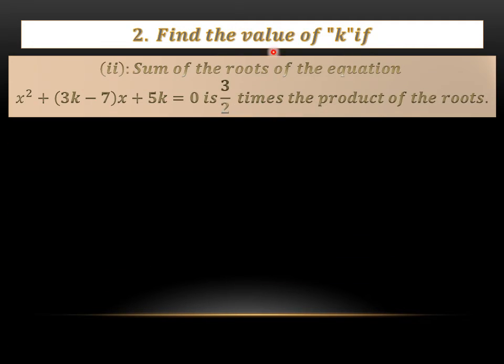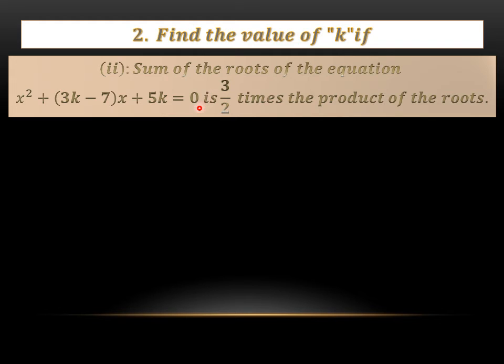Coming to the next, again we are going to find the value of k, and the second part states sum of the roots of the equation. As told you previously, sum of the root means S, and the equation is x square plus (3k minus 7) into x plus 5k equals to 0. "Is" always denotes equals to, 3 by 2 will be written as it is, times means multiplication, and product of the root will be denoted by P.